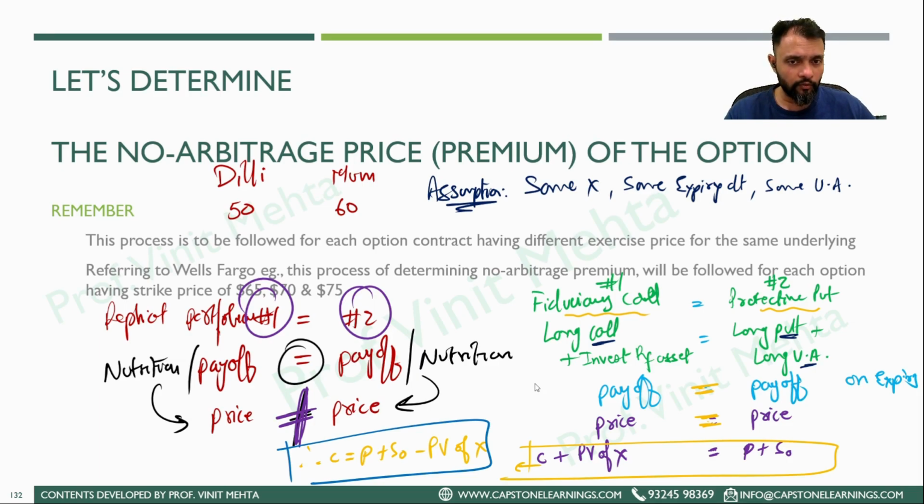Wait. Sorry. Can you repeat your question? Can you tell what P, S0, and C is again? P is the put option premium, noted as small p. S0 is the spot price as on today, and C is the call option premium. Let's say it's $5, but the notation is small c.